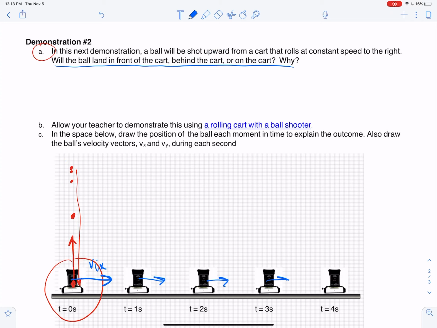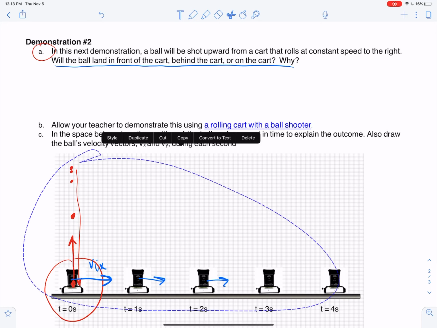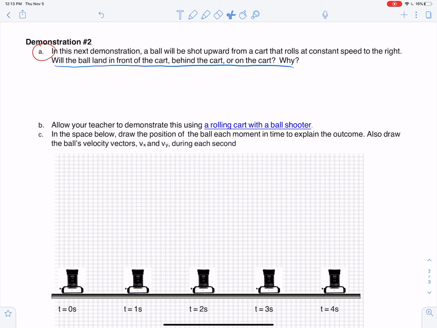So how does this work? What's going on here? Let's take a look. So here in the space below, draw the position of the ball each moment in time to explain the outcome. Also draw the ball's velocity vectors Vx and Vy during each second.